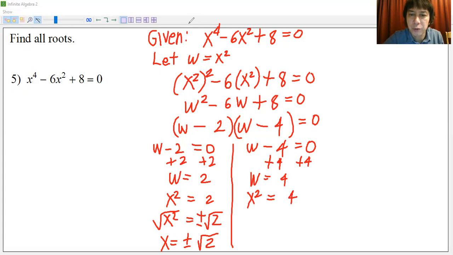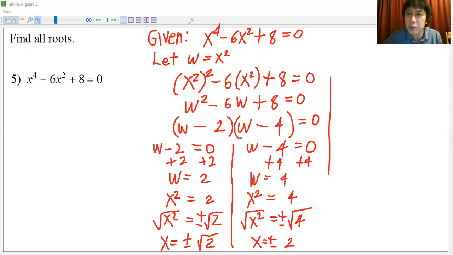And then we proceed with the square root. Square root of 4 and square root of x squared. This is plus or minus. And square root of 4 is exactly 2. So x is plus or minus 2.